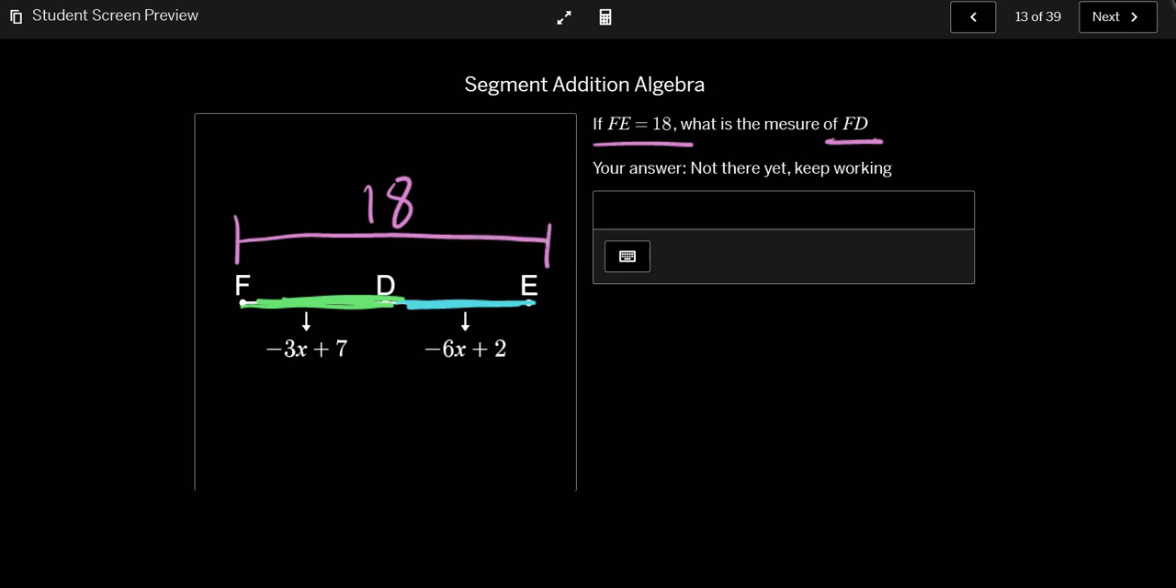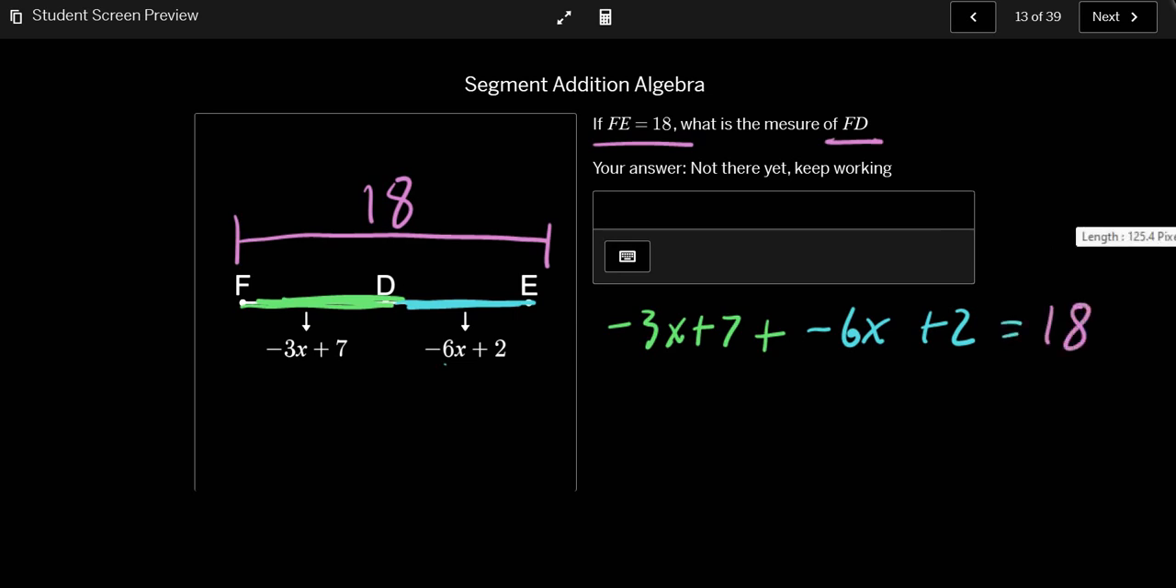Which means that my expressions here, if I take them and I put them together, I get negative 3x plus 7 plus negative 6x plus 2, and that has to equal 18, my overall distance. And so we combine our terms together. So negative 3x and negative 6x makes negative 9x. 7 plus 2 is plus 9 equals 18.